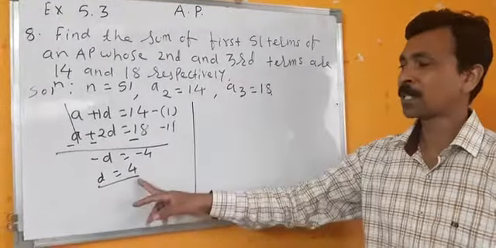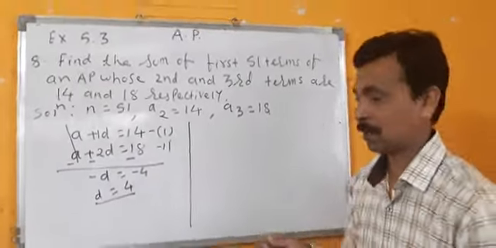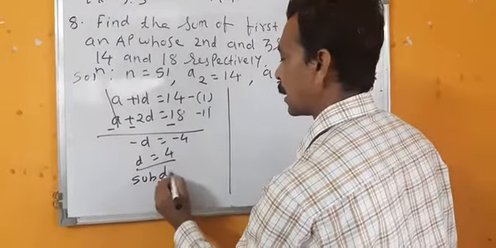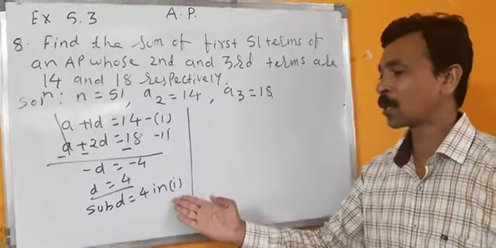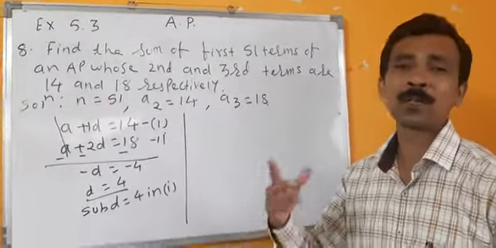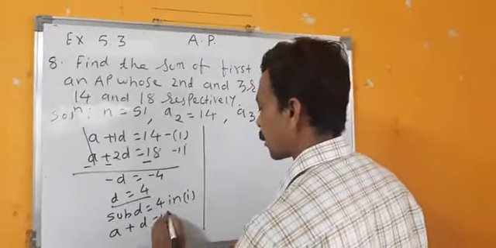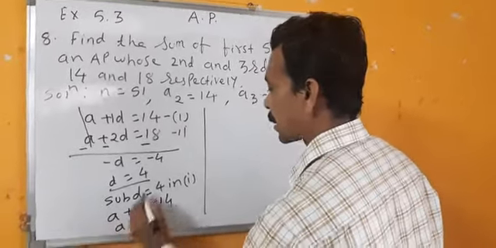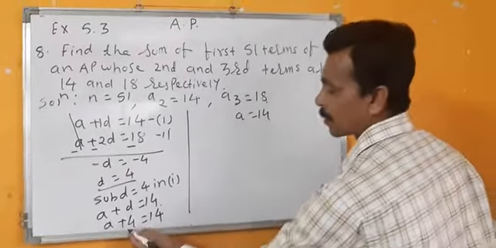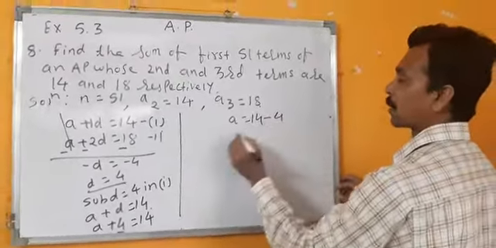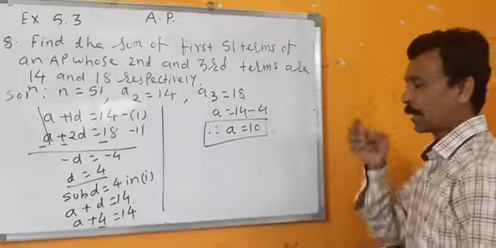Now put this value of D is equal to 4 in any equation, either 1 or 2, to get the value of A. Substitute D is equal to 4 in equation 1. If you want, you can substitute in equation number 2 also. Equation number 1 is A plus D is equal to 14. A plus 4 is equal to 14. A is equal to 14 minus 4, this 4 comes to the right hand side. Therefore, A is equal to 10.